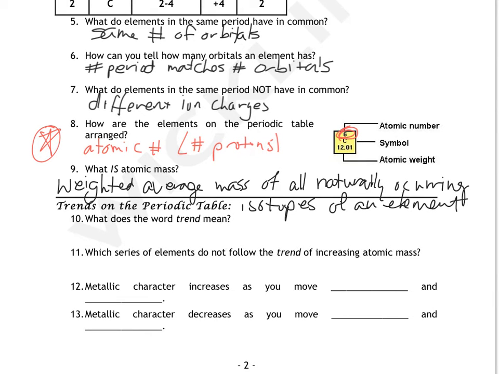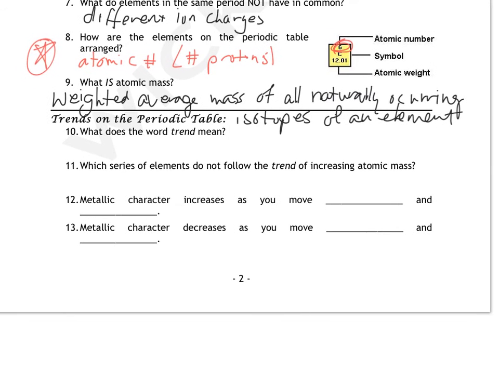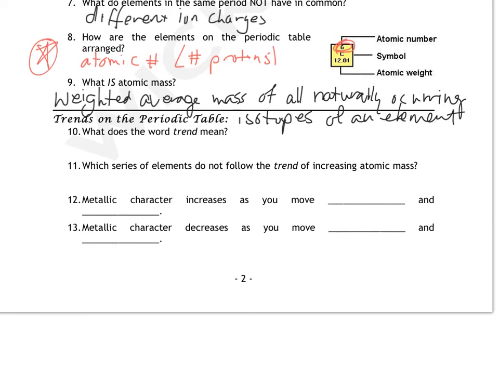All right, so a trend. A trend is a pattern. And we're going to look at trends on the periodic table. So for instance, which series of elements does not tend to follow the trend of increasing atomic mass? The series of elements that do not follow the trend of increasing atomic mass are called the transition metals.